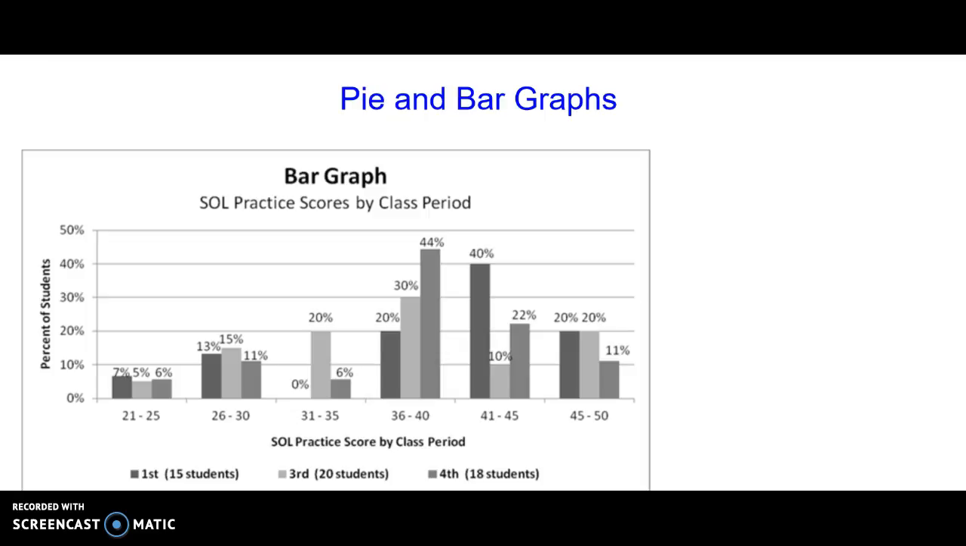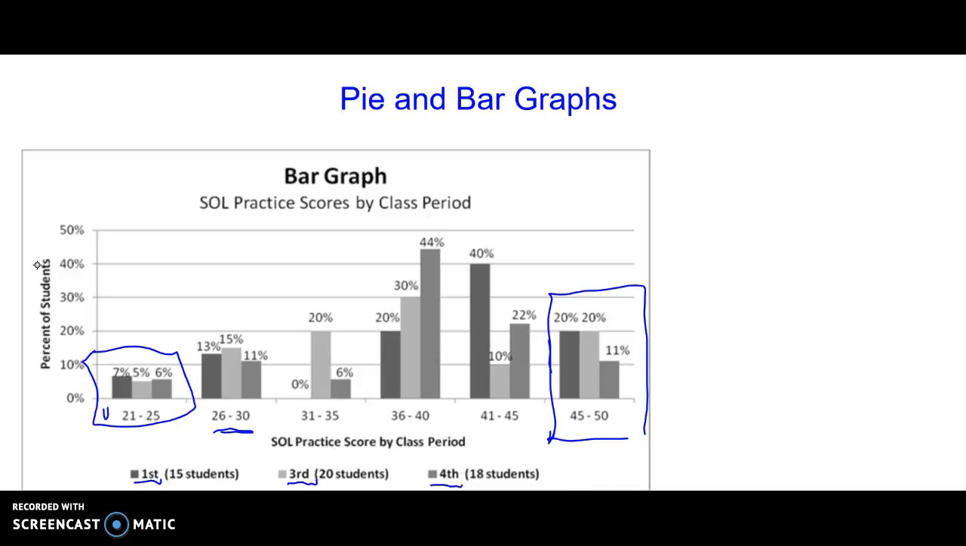This is a relatively unique bar graph here in that we have 3 bars in each category. And this type of bar graph is good for comparing different sets of data. If we look at the bottom of the bar graph, we'll notice we have data from a first period class, a third period class, and a fourth period class. And the way this bar graph is designed, it allows us to compare how each class performed at each given interval. So in this case, the intervals are the categories.